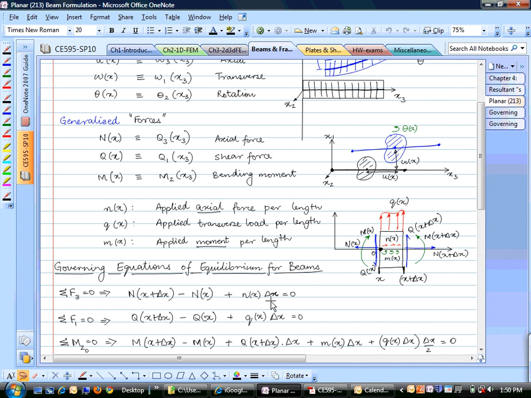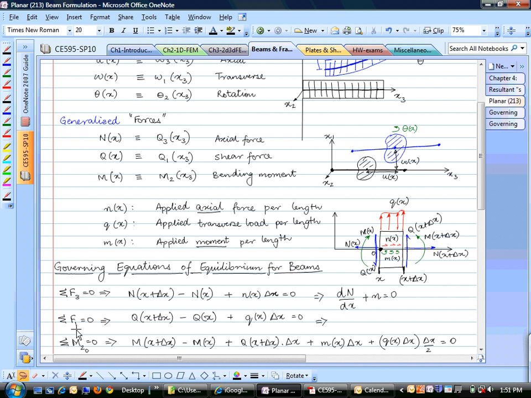And you take that, multiply with delta x, which is the length of this element, you get 0. So that's the sum of the forces in the x. What does this imply now? If I take delta x tending to 0, if I divide this equation by delta x, this will become dN by dx, rate of change of internal axial force, plus applied force is equal to 0. So this is again the similar form of our div sigma plus b. We have dN over dx plus n is equal to 0.